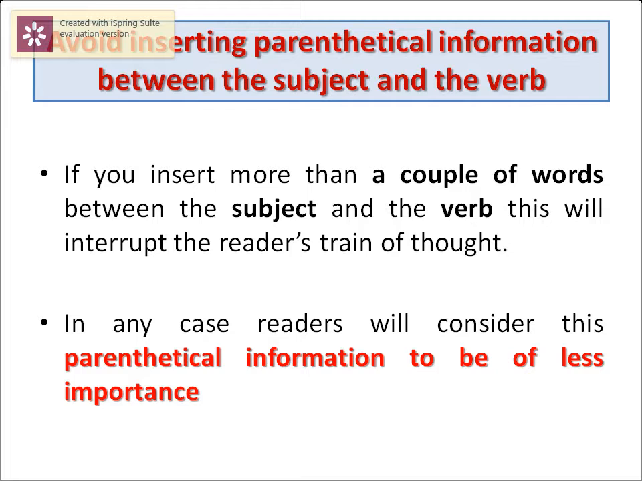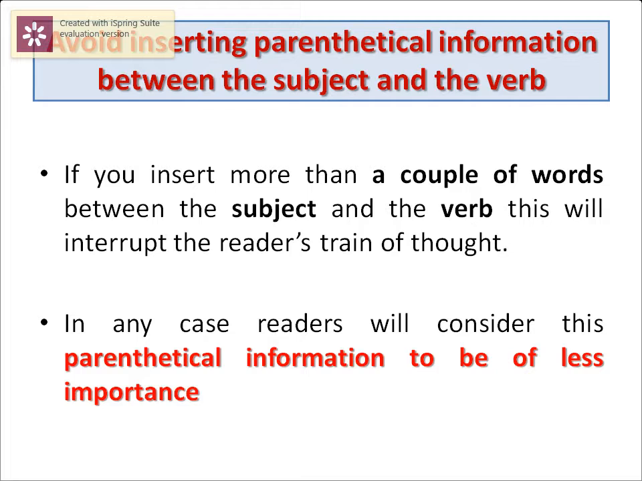To write simple and correct sentences, we've seen that we should keep the subject and the verb as close as possible. To do that, avoid inserting parenthetical information between the subject and the verb. If you insert more than a couple of words between the subject and the verb, this will interrupt the reader's train of thought. It does mean that the reader looks for the verb directly after the subject. Therefore, do not insert or put words between the subject and the verb. The verb should come after the subject.